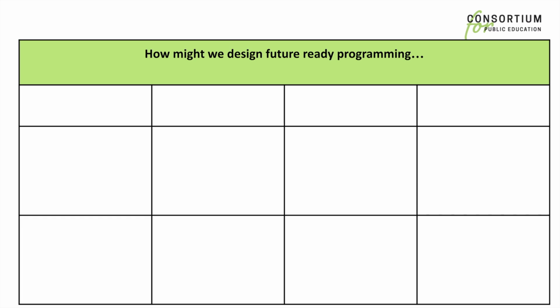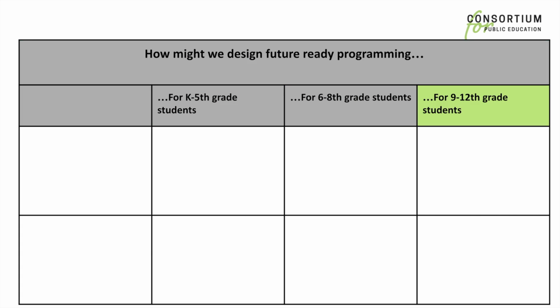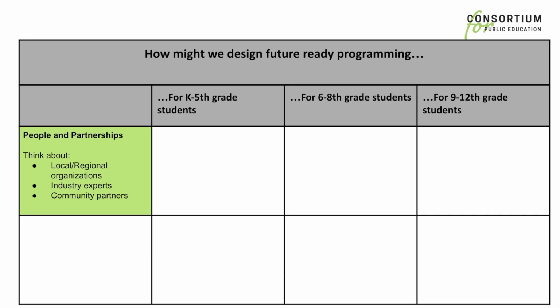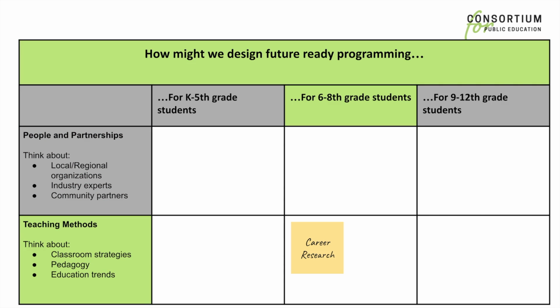For example, say we're exploring a broad question of how might we design future-ready programming in our district, but we break it down by stakeholder group. So we say, how might we design future-ready programming for K to 5th grade students, for 6th to 8th grade students, and for 9th through 12th grade students. We then add our enablers on the side, people and partnerships, and teaching methods. And we use each element of this matrix to come up with a new idea.